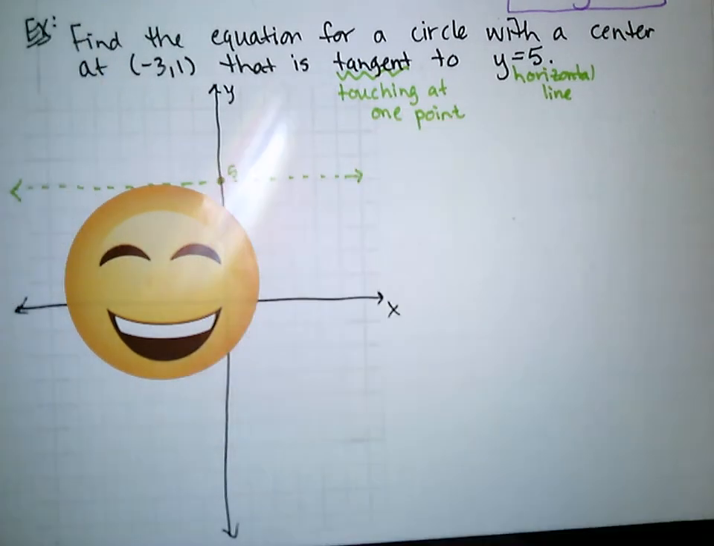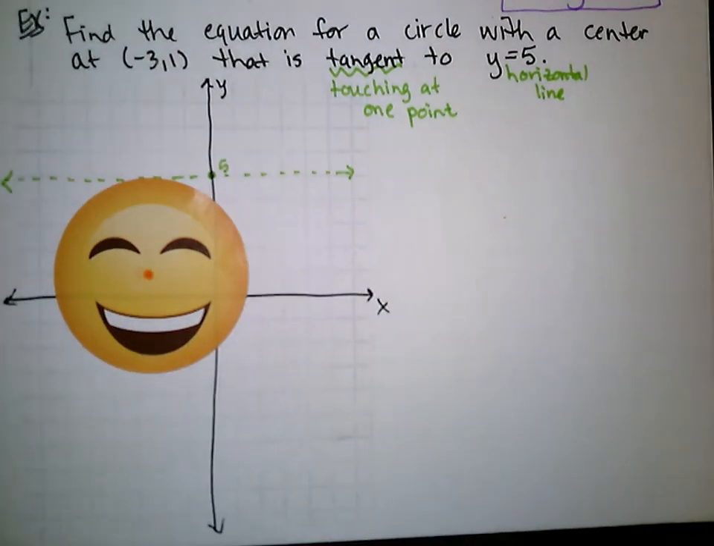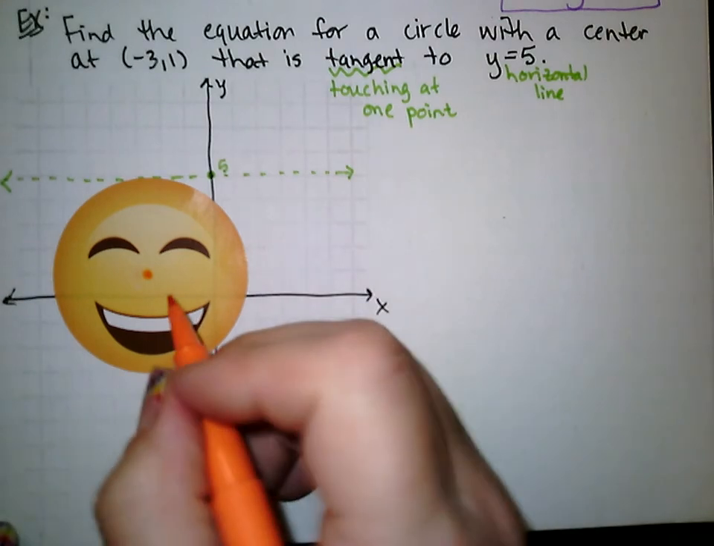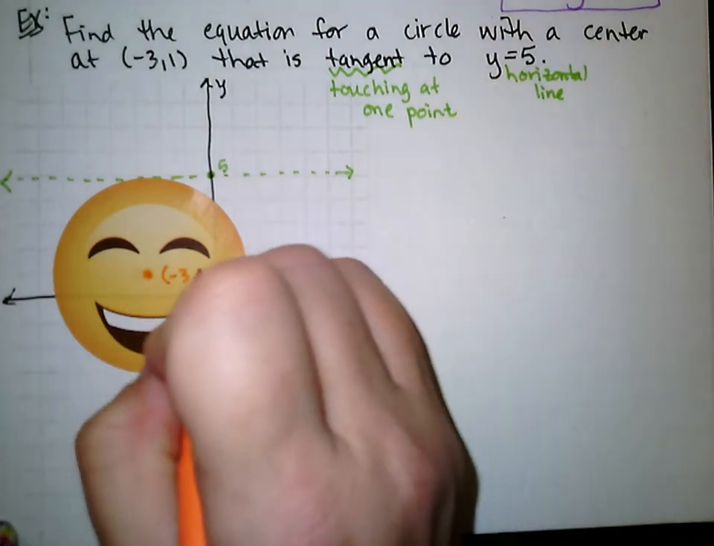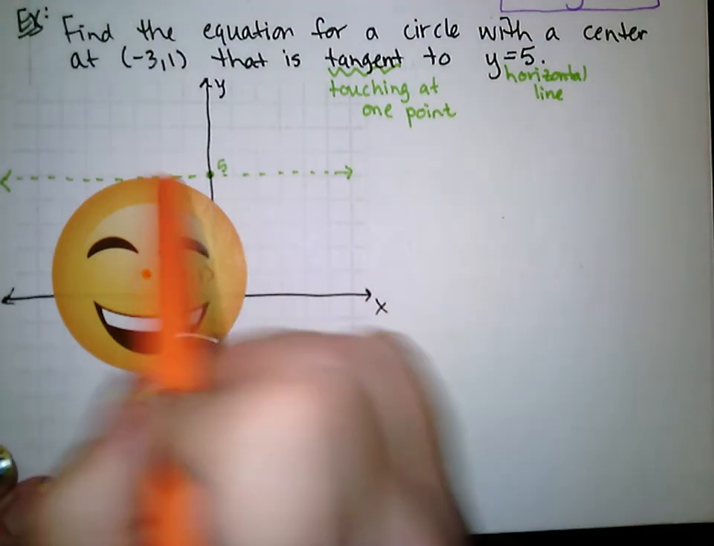Okay. So let's put our center back on there. We'll pretend that there's the center. Oh, that worked out not too bad. So this center is at -3, 1. And it's tangent at this point right here.